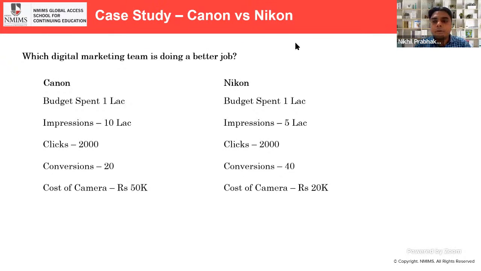You're looking at the data and trying to understand, from the marketing effort, which team is doing a better job. Over to you. Look at the numbers and tell me, according to you, is Canon doing a better digital marketing effort or is Nikon? You can type your responses in the chat, and don't worry about being right or wrong. It is a discussion, and we'll explore it further based on what you think.